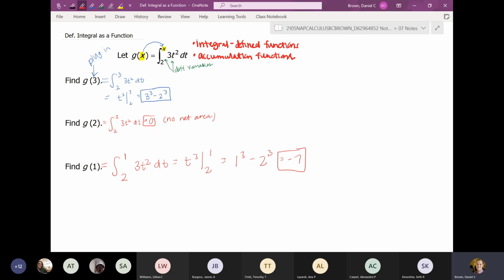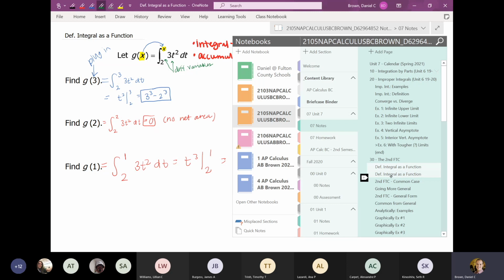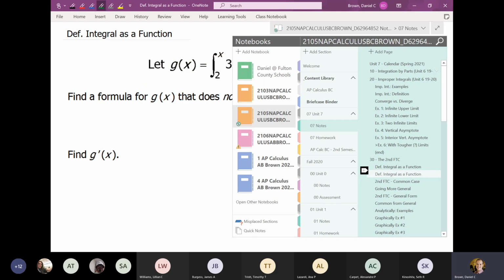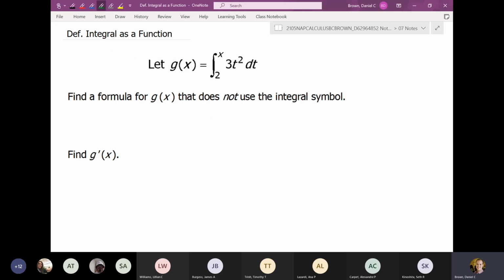The second FTC informs us how we take the derivative of an integral as a function. Instead of just giving you the formula, I do want to show you where it comes from. I think that will help you remember it. It is like a formula, but I do think it's pretty easy to see where it comes from.